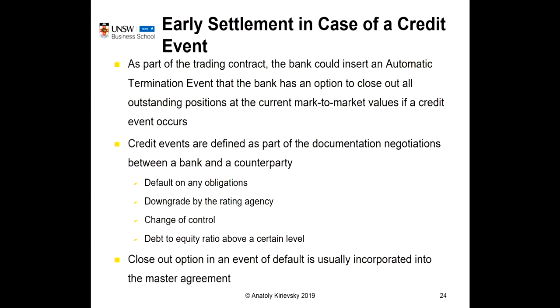So this is where, into the agreement, we can actually incorporate a term to say, hey, by the way, if you get downgraded below single B, or if you default on any obligation anywhere in the world, we terminate all of our transactions. That's early settlement in case of a credit event. And by the way, that's also incorporated into an ISDA agreement.